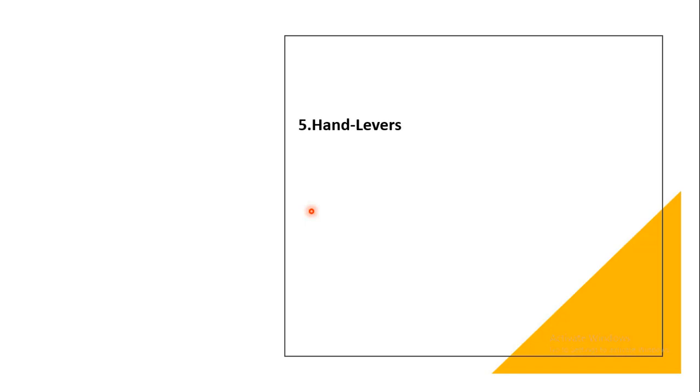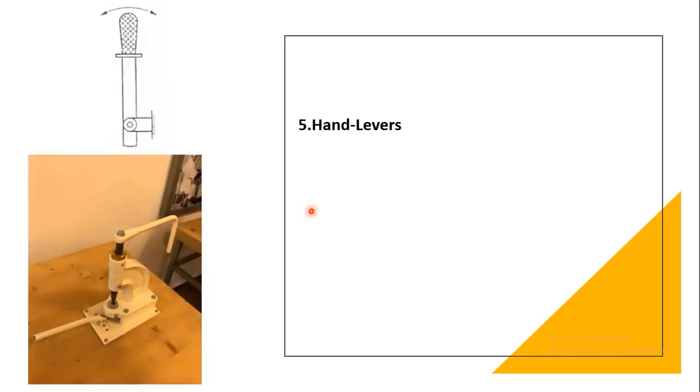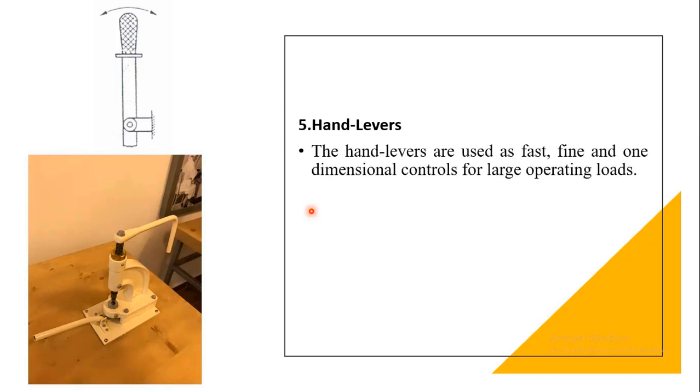Next is the hand lever. This is the figure of a hand lever. Hand levers are used as a fast, fine and one-dimensional control for large operating loads.